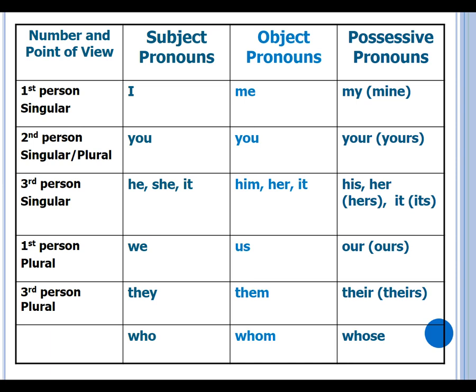The most commonly used pronoun cases are subject, object, and possessive pronouns. This chart shows what pronouns are used in each case, depending on if the antecedent is singular or plural, and what point of view is being used. For example, if I'm writing an instruction manual for a tool, I would write it in the third person point of view. Thus, the pronoun for tool would be it.